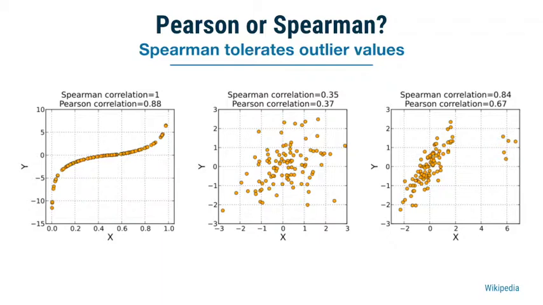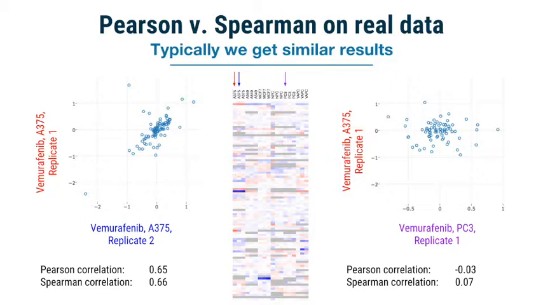And that's kind of our motivation as to why we prefer using Spearman, to be able to tolerate those outlier values a little bit better. But this is toy data, so if we look at actual data, bringing back the Vemurafenib samples, if you correlate two of these vectors, these profiles, and these are two replicates in A375, you see that they line up quite well along the diagonal.